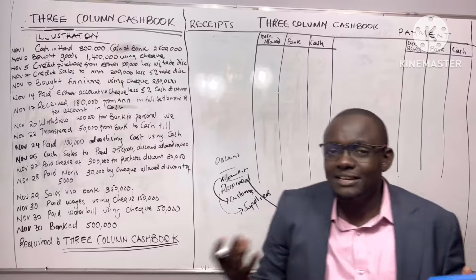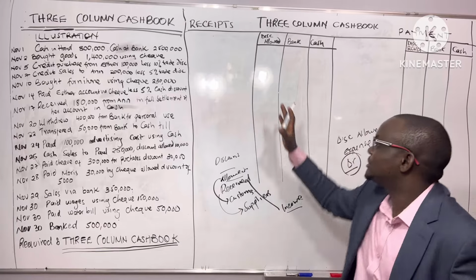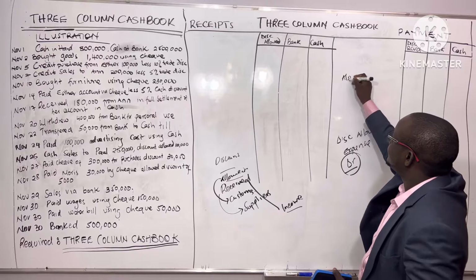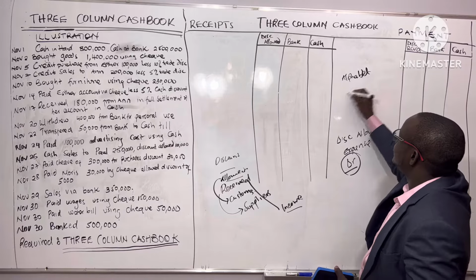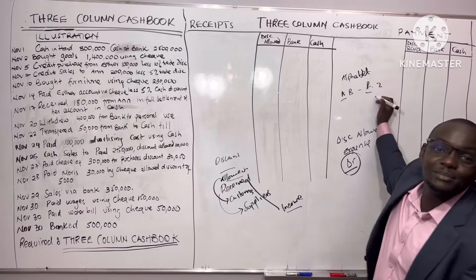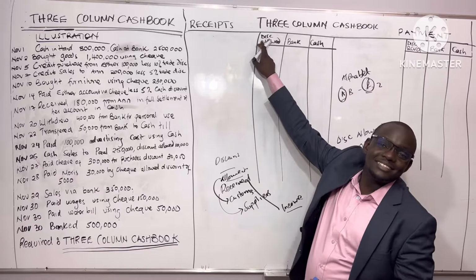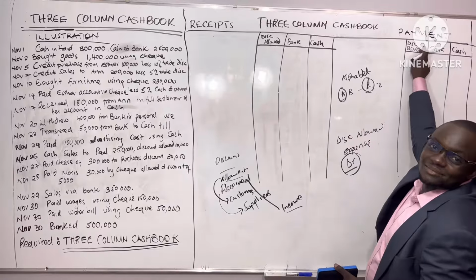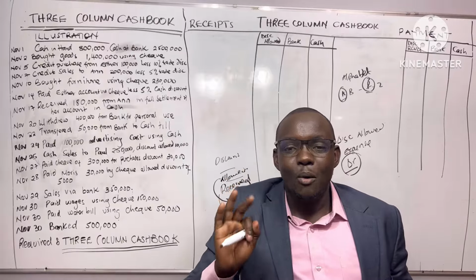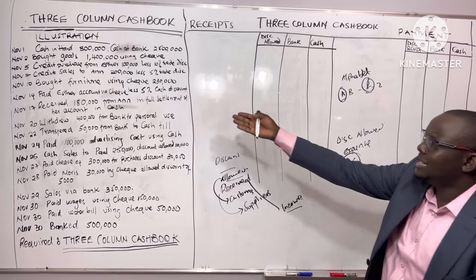Now, if it is very difficult for you to cram or understand which one comes first, is it allowed or received, ask yourself, in the letters of the alphabet, A to Z, between A and R, which comes first? It is A; R comes second. So discount allowed comes on this side and discount received on this side. Those are 3 reasons that will enable you to remember where discount received and discount allowed appear in the 3-column cashbook. Let's do our example here.